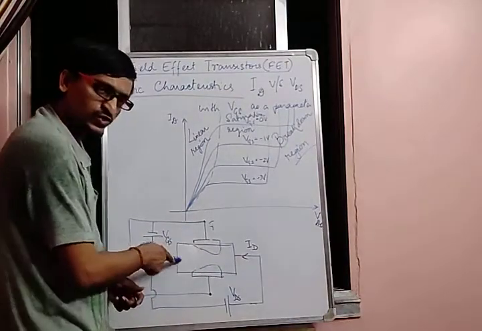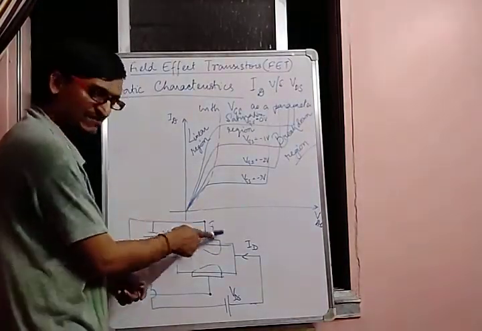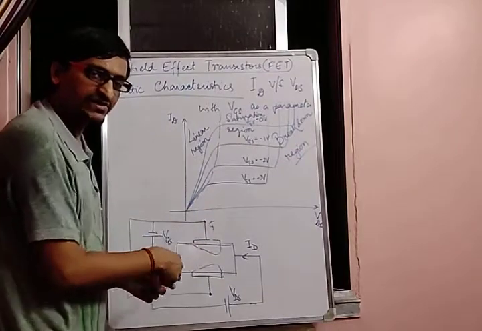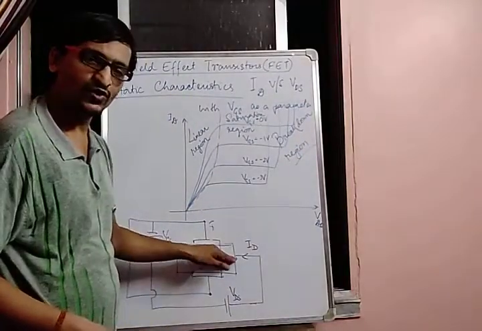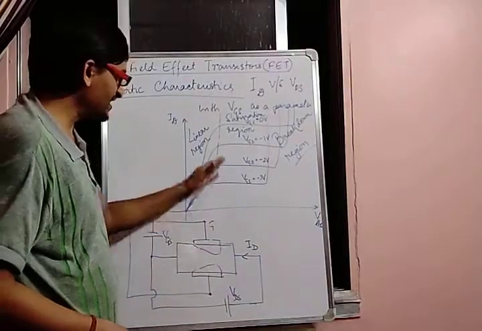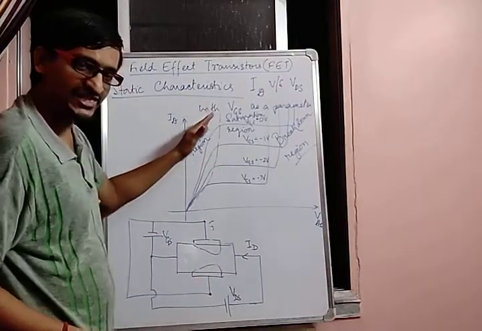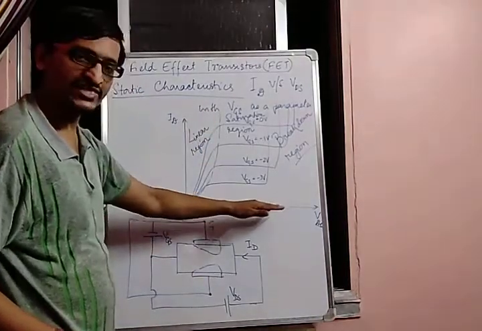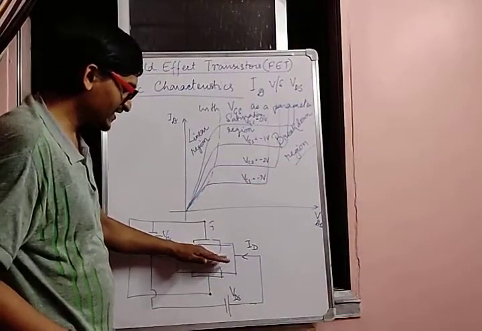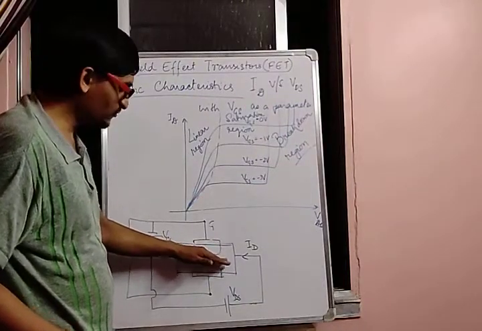Basically, current will flow through it. It will behave as a resistance, and current will flow through it. As I am increasing the voltage, what will happen?